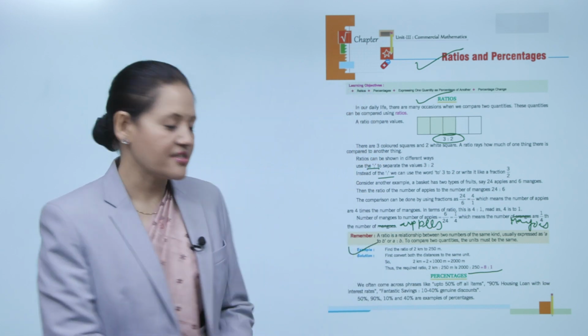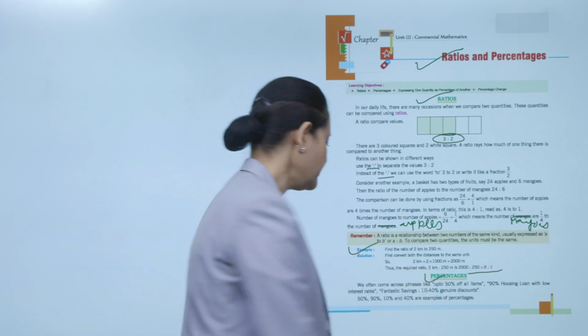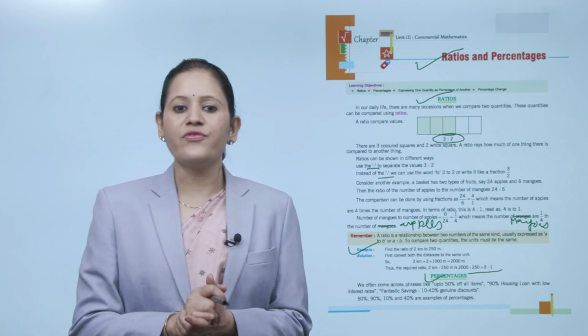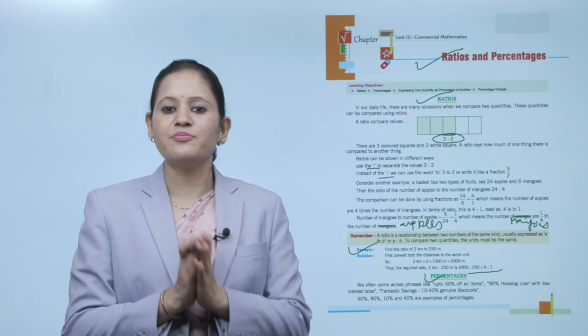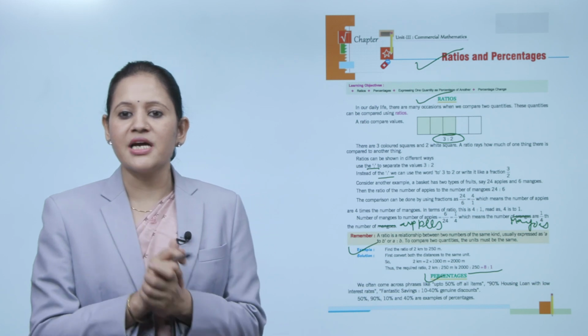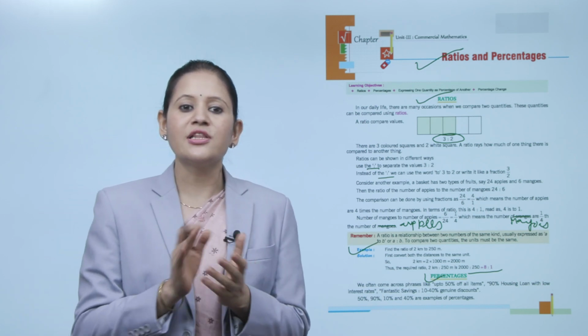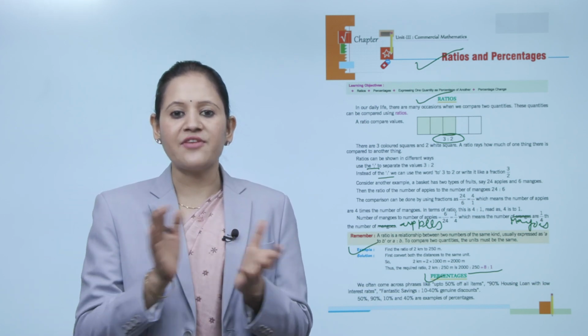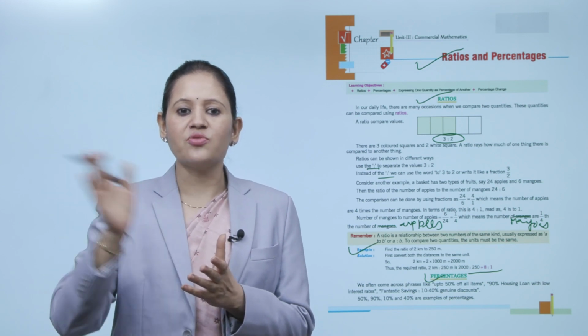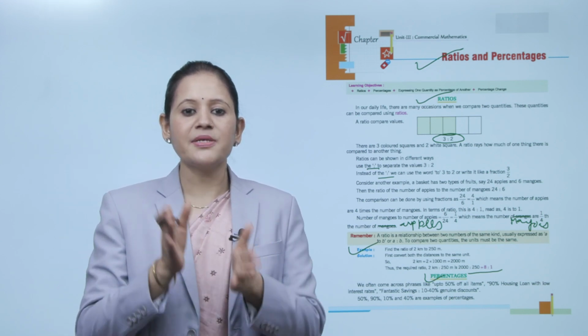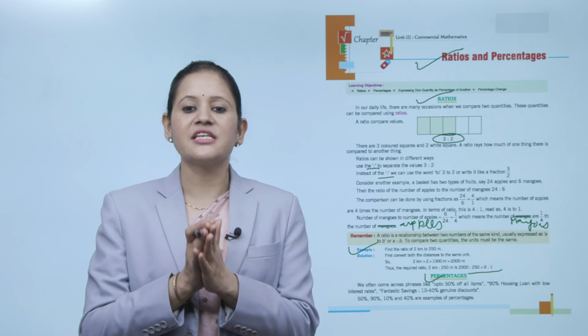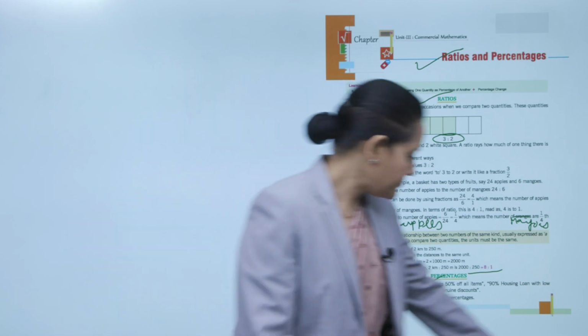Next is percentages. We often come across phrases like up to 50% off all items, 90% housing loan with low interest rate, fantastic savings, 10 to 40% genuine discount. 50%, 90%, 10% and 40% are examples of percentages.